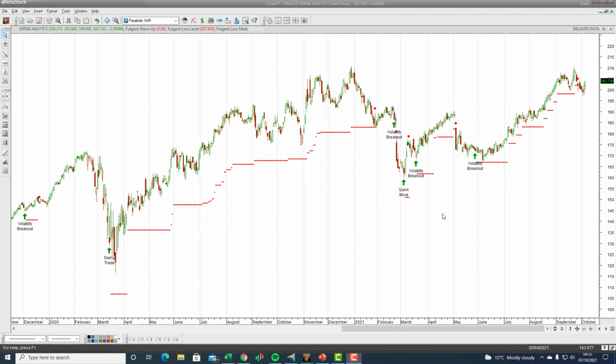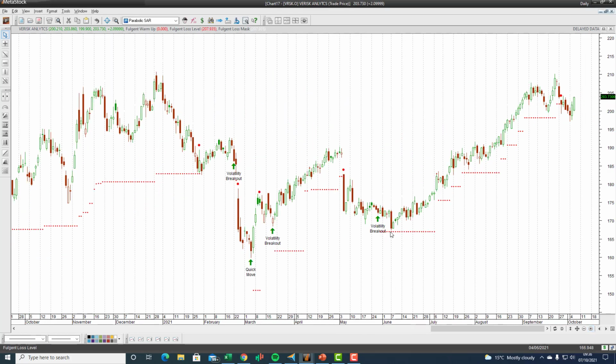Just to illustrate the power of the AI, look at VRSK Analytics, VRSK, look at this beautiful swing trade back here in March, lasted many, many months. And then you had a volatility breakout there that didn't work out so well. The quick move worked out. The second volatility breakout worked out. And then the June, July, August captured that entire rally with the AI. The trailing stop loss moved up as we went along, and then the AI generated its own sell signal. You don't always have to follow the trailing stop loss of the AI. You can have your own trailing stop loss according to your own risk management principles. But just see how powerful the AI is.